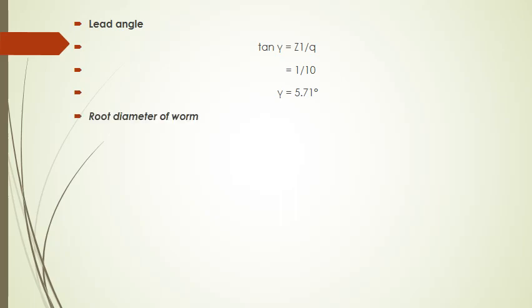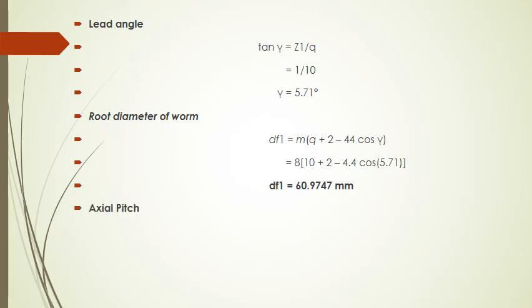5.71 degree. Now root diameter of the worm is given by df1 is equal to m into bracket Q plus 2 minus 4.4 cos gamma. Therefore df1 is equal to 8 into bracket 10 plus 2 minus 4.4 cos of 5.71. Therefore df1 is equal to 60.9747 mm. Now axial pitch, px is equal to pi into m, which is equal to pi into 8. Therefore px is equal to 25.1327 mm.